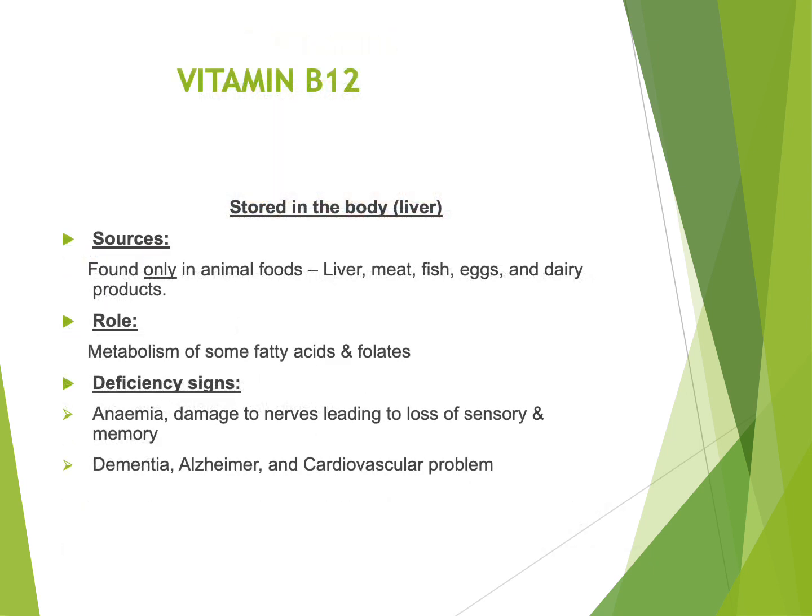In here, we're going to talk a little bit more in detail about vitamin B12. As we know, it is a fat-soluble vitamin, so it's going to be stored in the liver, and it is only found in animal foods like liver, meat, fish, eggs, and dairy. Its role is in the metabolism of some fatty acids and folates. Some of the deficiency signs are anemia, damage to nerves, and also dementia, Alzheimer's, and cardiovascular problems.